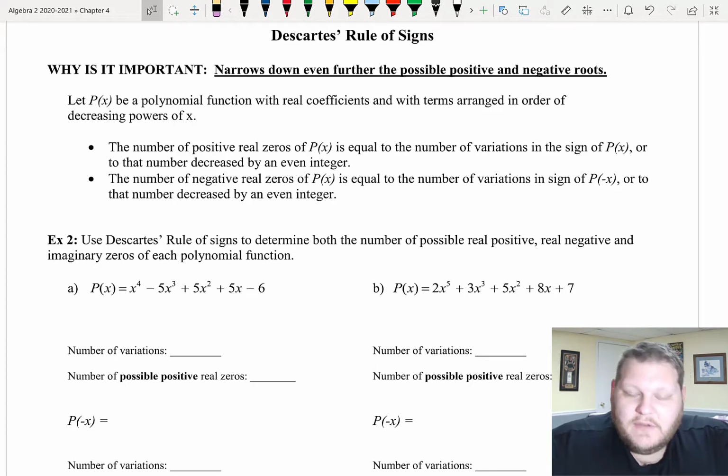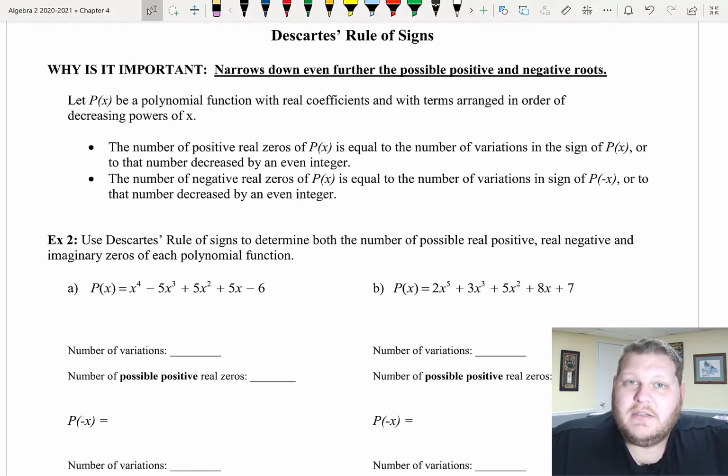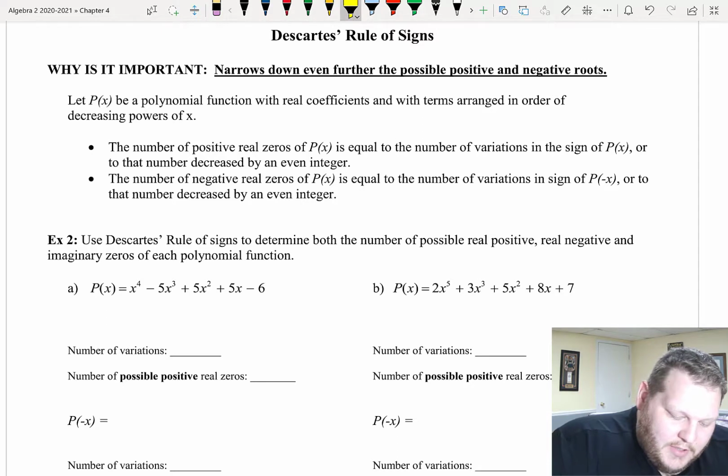So what Descartes' rule of signs says, and this Descartes is a very, very smart old dead dude who did a lot of just thinking for his career, he realized that in a function, the number of times the function changes from positive to negative tells us our possibilities for how many positive solutions we would have, or that number decreased by an even number. And that's, again, important.